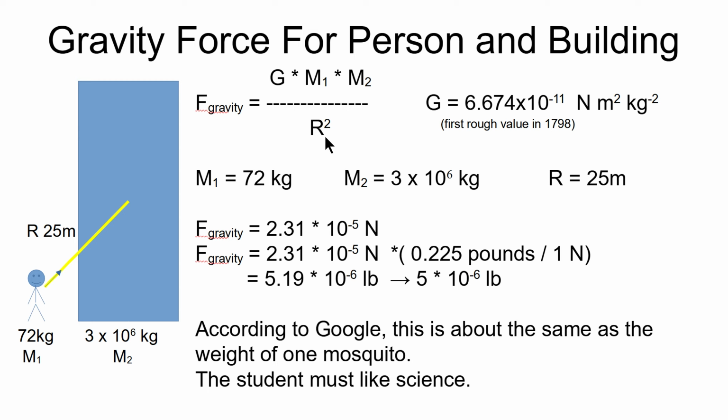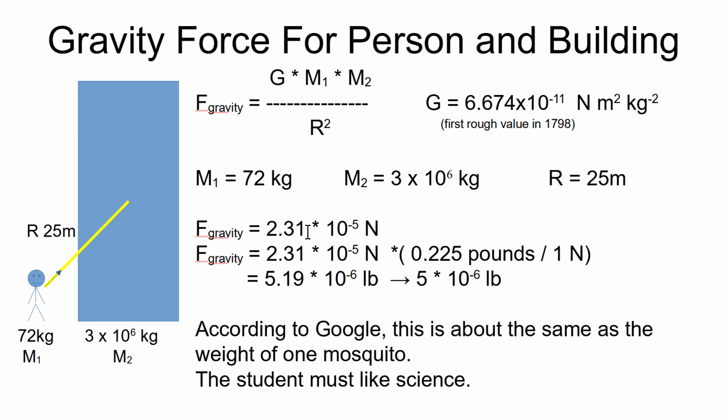We know mass 1 is 72 kilograms for the student. We've been given that the mass of the building, 3 million kilograms, and we're given the distance between their centers, 25 meters. So you ought to pause the video here and take this data, put it into this calculation, and see if you come up with a number. Oh, assuming you've unpaused, now you're watching again. I came up with 2.31 times 10 to the minus 5 newtons.